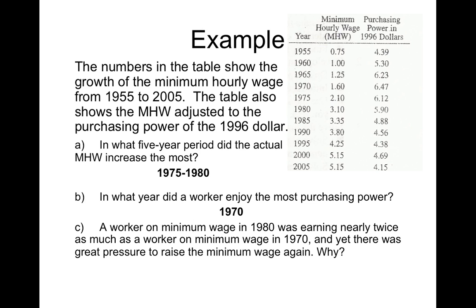Part C says a worker on minimum wage in 1980 was earning nearly twice as much as a worker on minimum wage in 1970, yet there was great pressure to raise the minimum wage once again. Why is that? So you can go ahead and look at your table and just try to come up with an answer for that. But we would end up looking at the purchasing power. In 1980, we could buy something that was worth $5.90 in 1996, and in 1970 that was up to $6.47. So even though they're earning more, the purchasing power dropped.